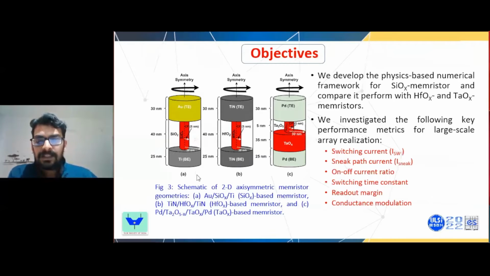So we have considered for our study these three devices: silicon oxide memristor, hafnium oxide memristor, and tantalum oxide memristor. The silicon oxide based memristor has a gold top electrode and a titanium bottom electrode. For hafnium oxide, the top and bottom electrodes are both titanium nitride. And for tantalum oxide, the top and bottom electrodes are both palladium. We have kept the oxide thickness at 40 nanometers to make a uniform performance comparison of these three devices. In this regard, we have investigated the following key performance metrics for large-scale array realization: switching current, sneak path current, on-off current ratio, switching time constant, readout margin, and lastly, conductance modulation.